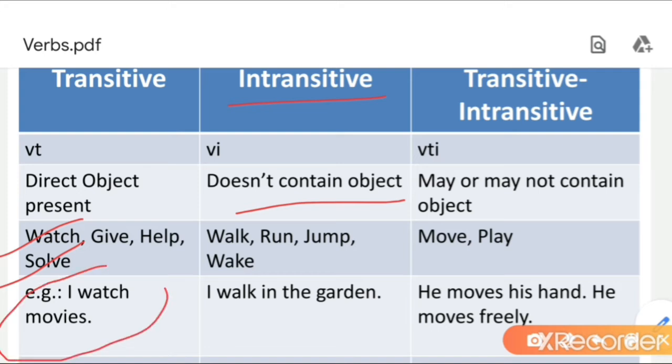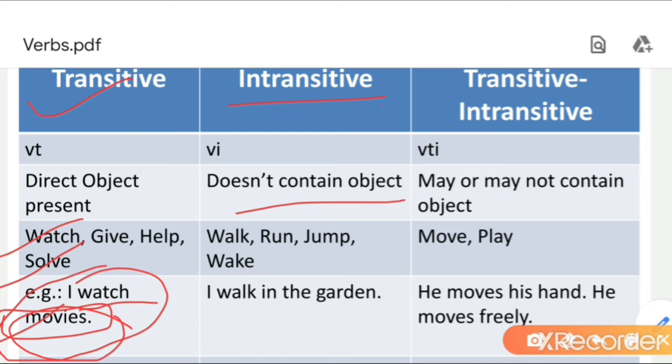Here's an example in a sentence: I watch movies. If I ask, what do I watch? I get an answer directly. So that is a direct object, movies. And as the direct object is present here, it's a transitive verb.